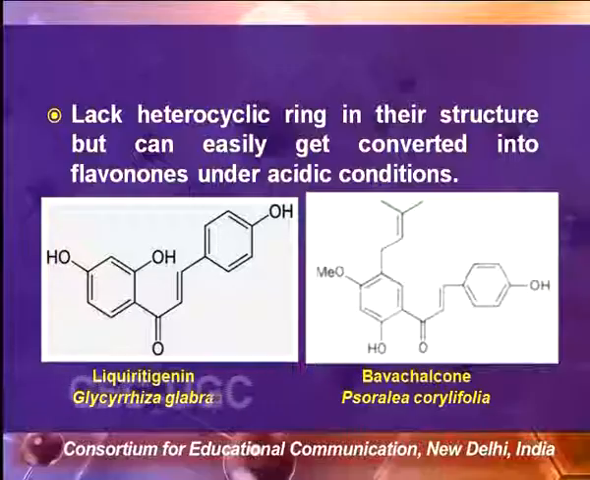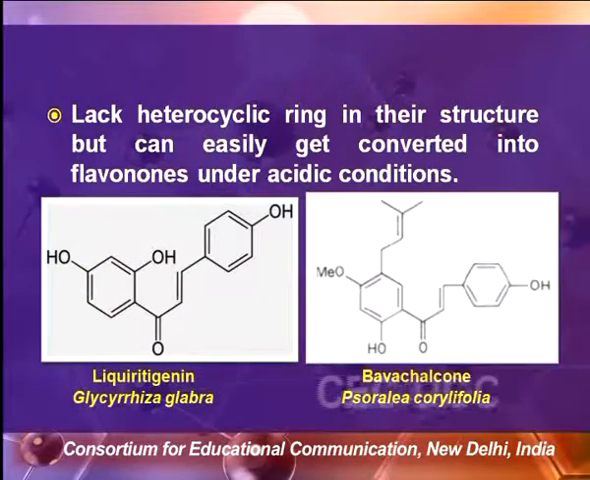Now, although they lack the heterocyclic ring in their structure, these chalcone compounds can be easily converted into the flavonoids under acidic condition. And the common example of chalcone type of flavonoid is Liquiritigenin. It's an aglycone form, and Liquiritigenin is largely found in Glycyrrhiza glabra.